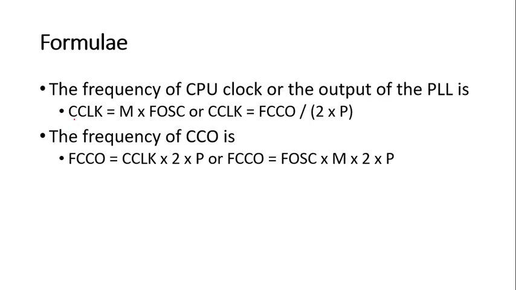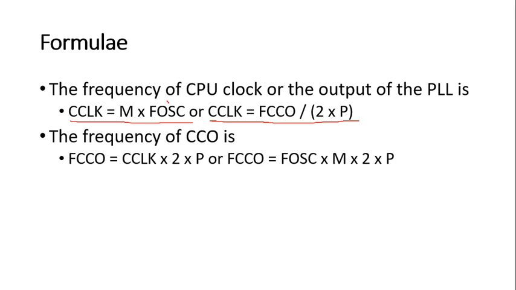Next, some important equations regarding the PLL frequency calculation. It is better you take down these things because definitely it will be required for your programming purpose. CCLK is equal to M into F oscillator, that is processor clock is equal to multiplier into crystal oscillator. Or CCLK is given by another formula, that is FCCO divided by 2P, so current controlled oscillator frequency divided by 2 into divider. That will also derive the CCLK.